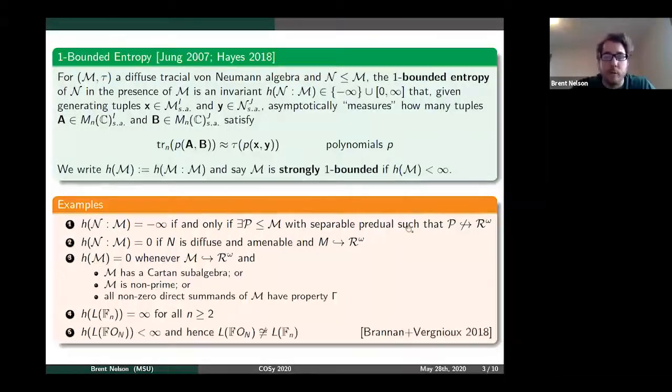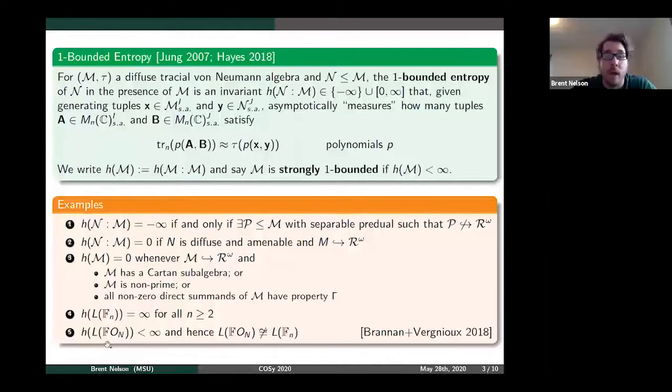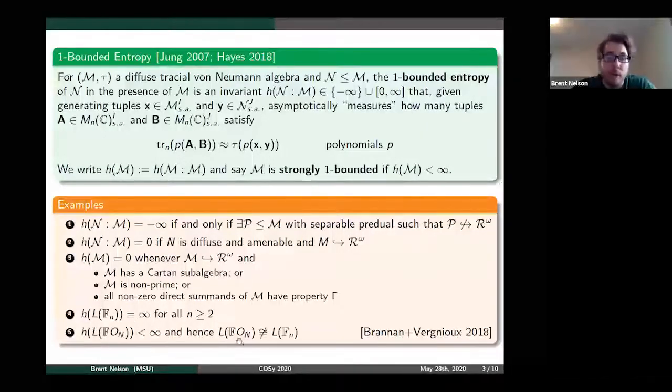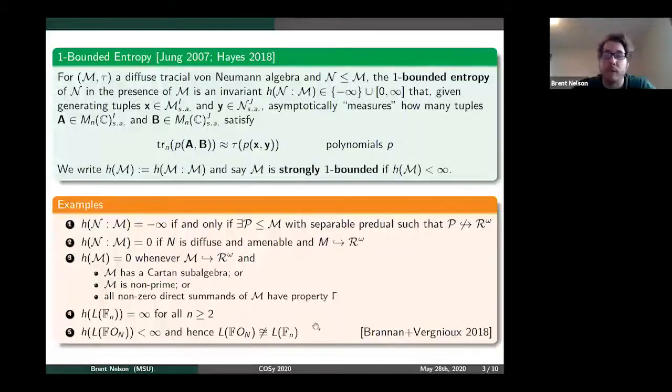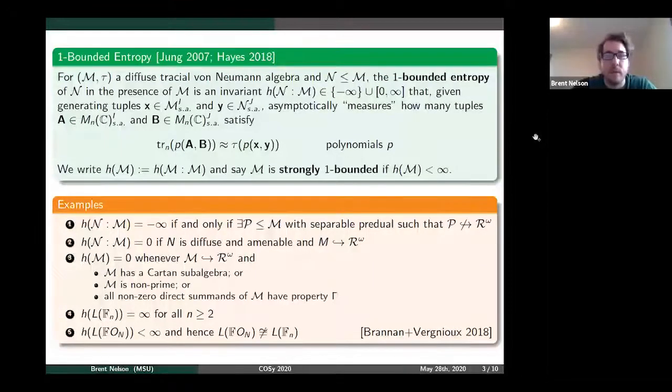But due to recent work of Brandon and Verneau from 2018, you can use it to distinguish some von Neumann algebras. Namely, what they showed is that these free orthogonal quantum groups, the von Neumann algebras associated to these, have finite one-bounded entropy, so they're strongly one-bounded. And consequently, we know that they can't be isomorphic to any free group factor. Okay, so you can distinguish some von Neumann algebras, but not the one that everybody wants.